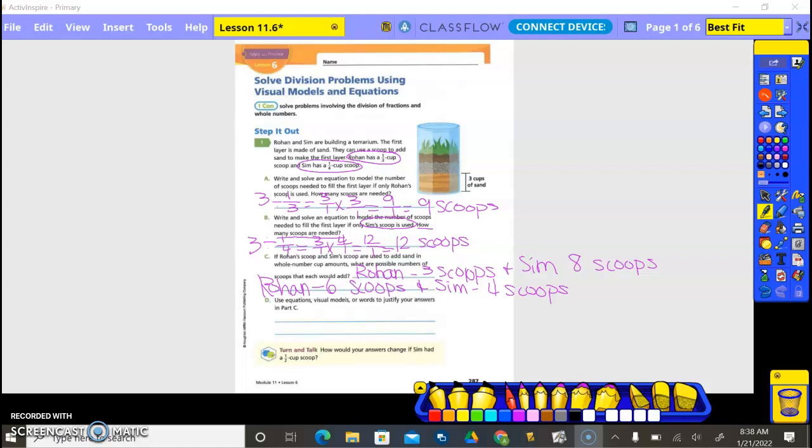So basically we took 3/1 times 1/3, which equals 3/3, which equals 1. So that was Rowan. And then we took 8/1 times 1/4. And you can simplify. And then that got us 2/1, which is 2. And then 1 plus 2 is 3, right?